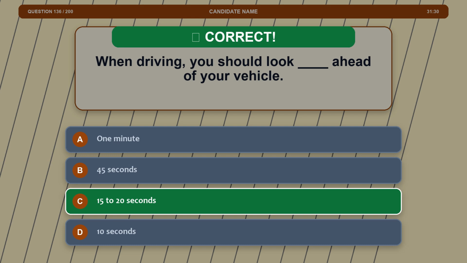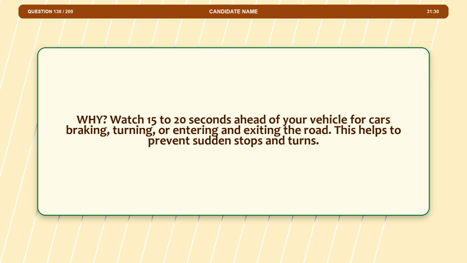The correct answer is option C, 15 to 20 seconds. Explanation. Watch 15 to 20 seconds ahead of your vehicle for cars braking, turning, or entering and exiting the road. This helps to prevent sudden stops and turns.